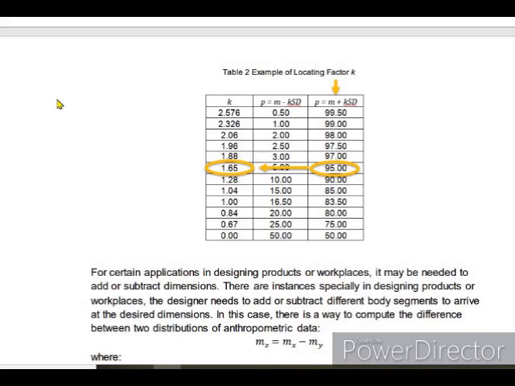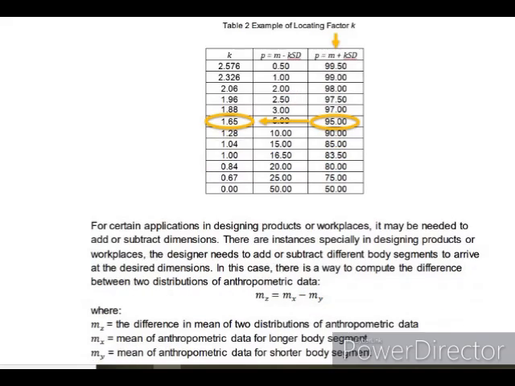For certain applications in designing products or workplaces, it may be needed to add or subtract dimensions. Why is that? There are instances, especially in designing products or workplaces, that the designer needs to add or subtract different body segments to arrive at a desired dimension. In this case, there is a way to compute the difference between the two distributions of anthropometric data. This situation is when we are considering the other 5% of the population, of course. So this will be its computation.